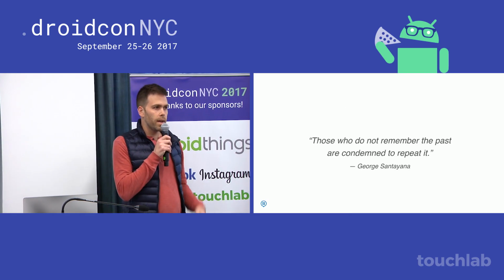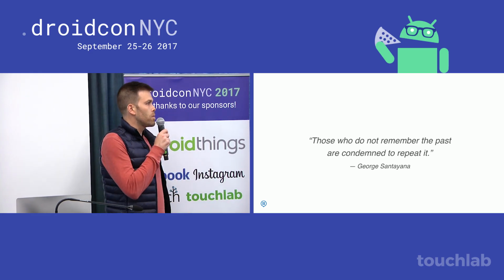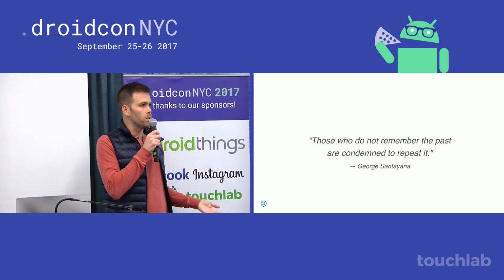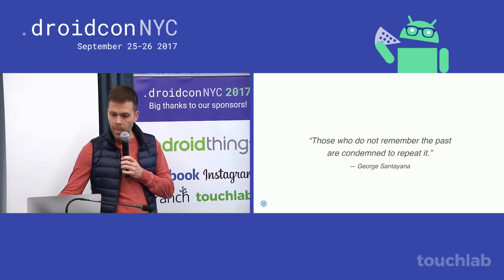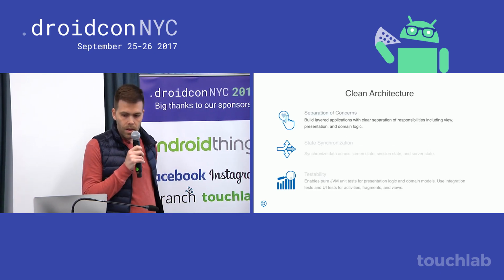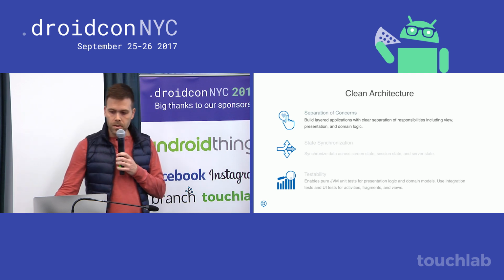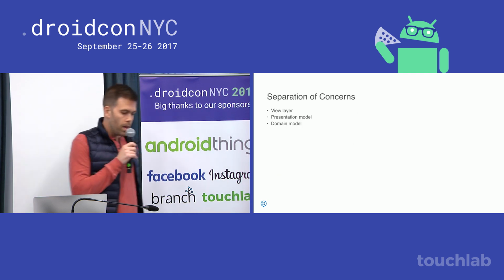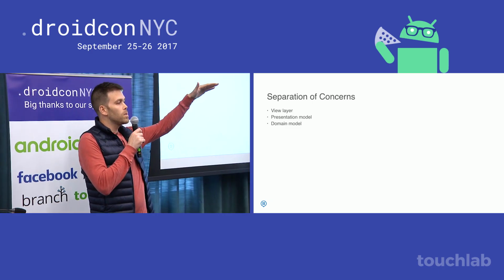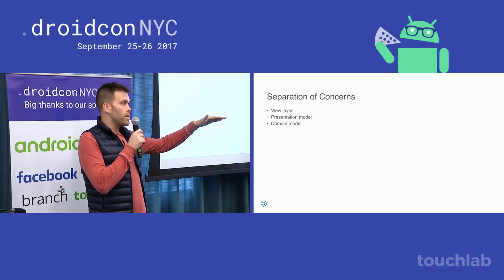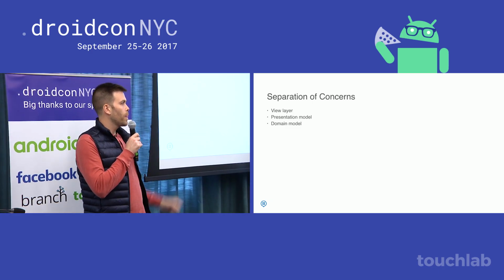And so what I want to look at today is what lessons can we learn from these classic software design principles, and how can we best apply them to modern Android applications. So first, let's talk about separation of concerns. And as I mentioned, this really speaks to the idea of a layered application. You have your view layer, you have your presentation layer, and then you have your domain layer.